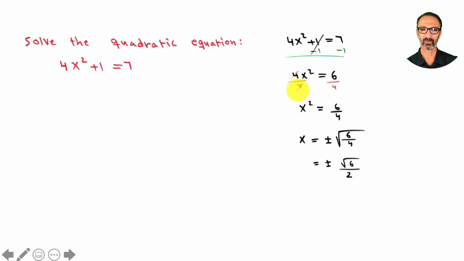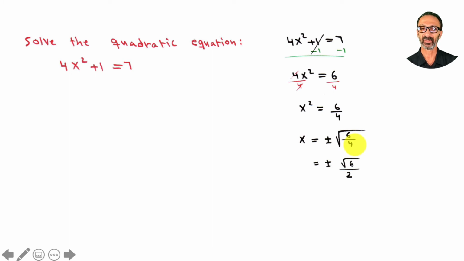Leave x squared alone, so divide by 4, divide by 4. That cancels. 6 over 4 divides by 2 both sides. You get 3 over 2, or you could leave it 6 over 4. Now x squared equals 6 over 4. Applying the square root property, x equals plus or minus the square root of 6 over 4.